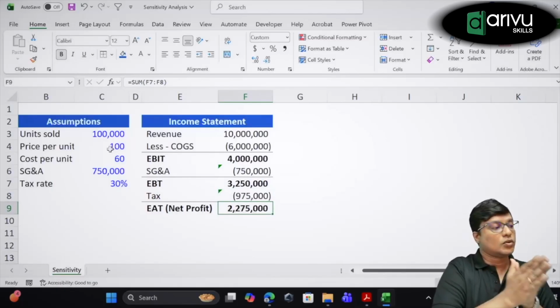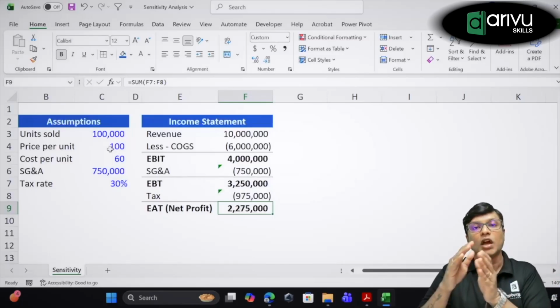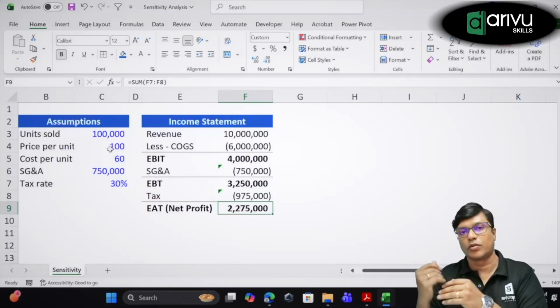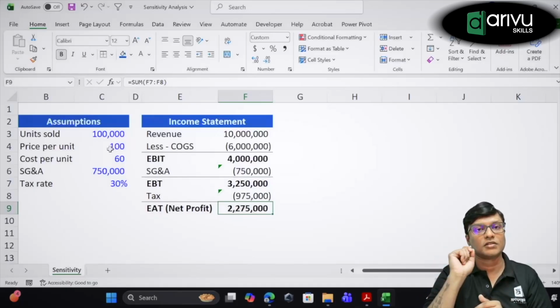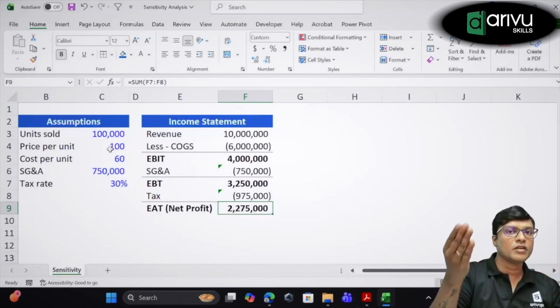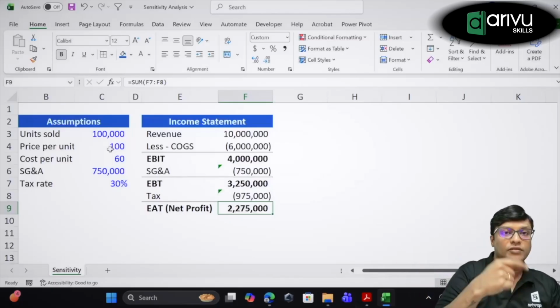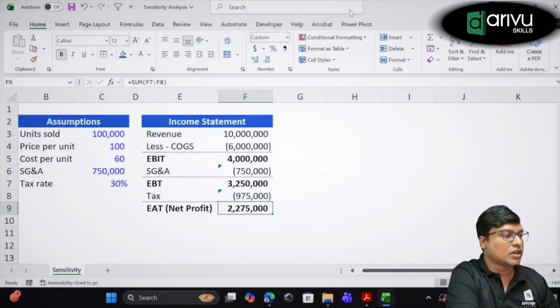Now, due to the different combination of inputs, I got the different output. Every time I can't build this manually to analyze what shall be the profit or what shall be the loss. So that is where the sensitivity analysis comes into the picture. Now we understood that when the inputs are changed, we get the different output. Every time we need not do it manually in this manner. Alternatively, we can do it.